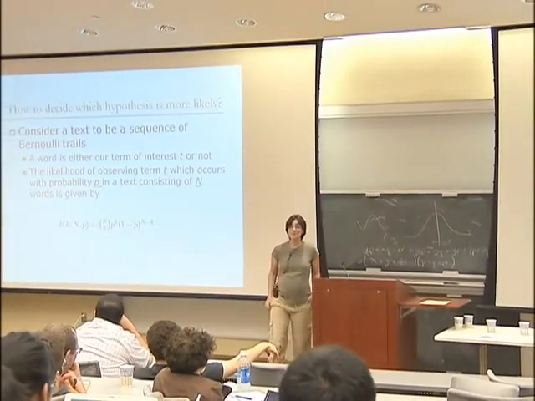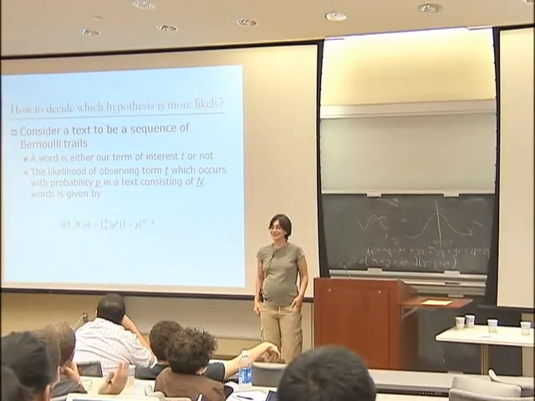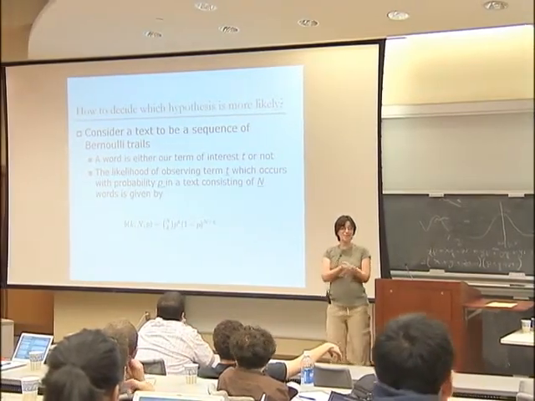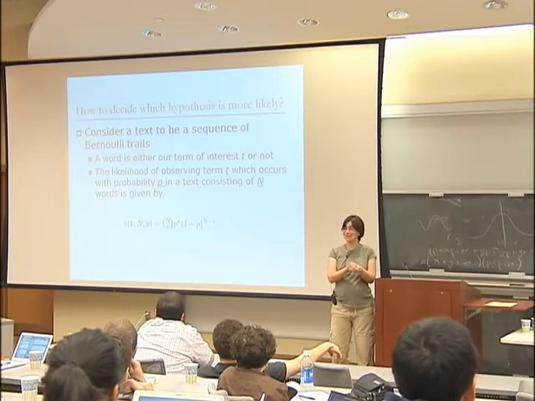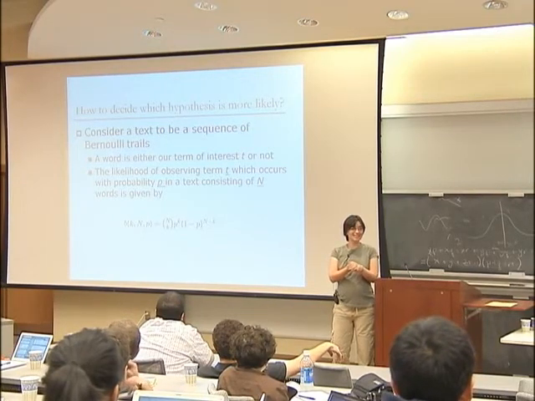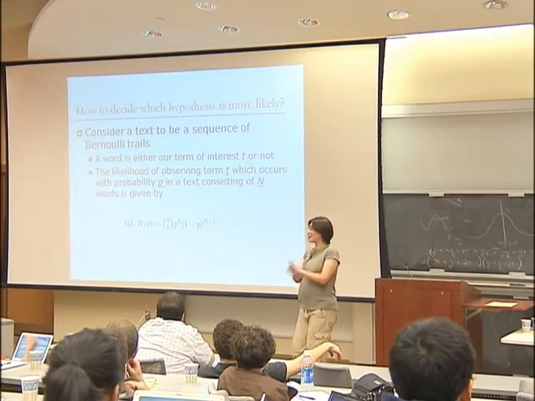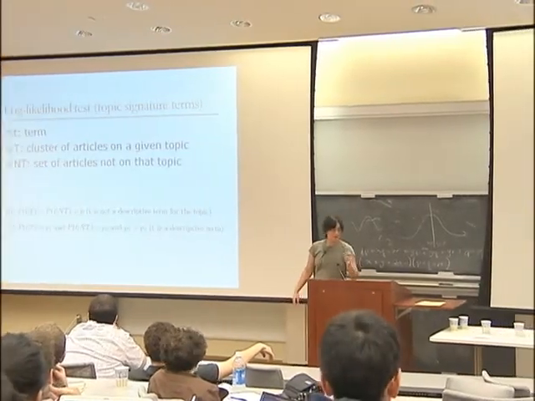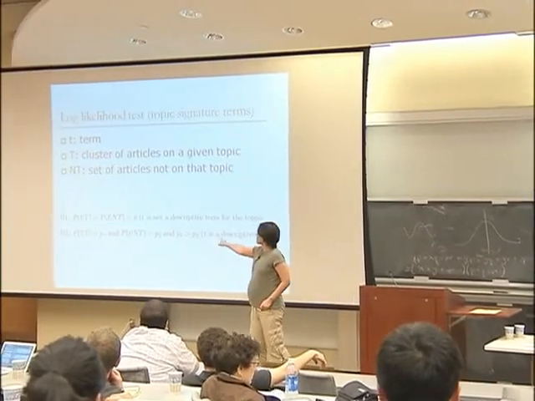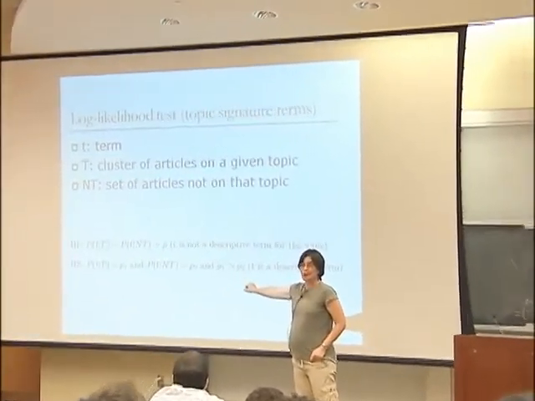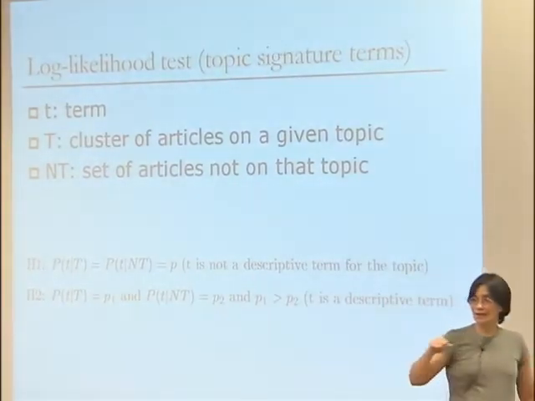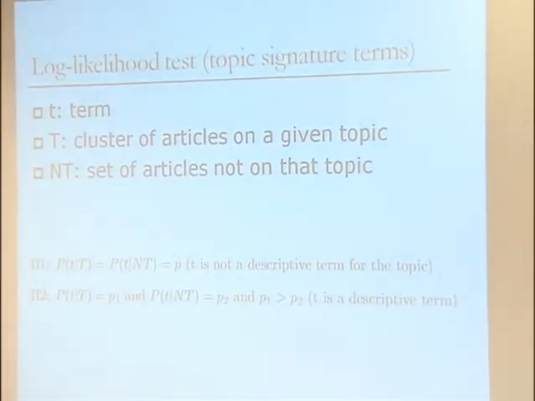So how many people know what a binomial distribution is? Oh, so then how many people don't know what a binomial distribution is? Excellent. So I now told you what we need to do. Remember, we need to figure out what these probabilities are, the conditional probabilities of the term given the topic articles or the non-topic articles.